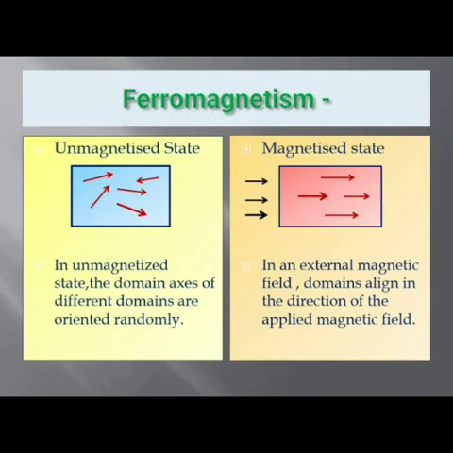The third property of magnetism is ferromagnetism. Ferromagnetism is shown by strong magnets, for example iron, in which you cannot remove the magnetism property. Now let us talk about the unmagnetized state. With the figure, it is very clear that in an unmagnetized state, the domain axes of the different domains are oriented randomly. When you move towards the right-hand side, students, you could see the magnetized state where the black arrow is showing the magnetic induction and the arrows are oriented. Thus, in an external magnetic field, the domains align in the direction of the applied magnetic field.